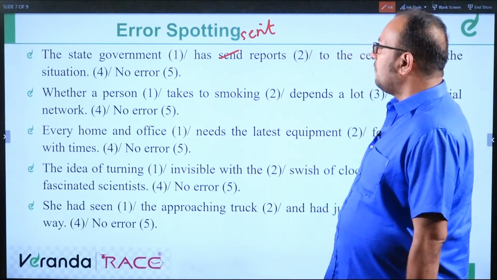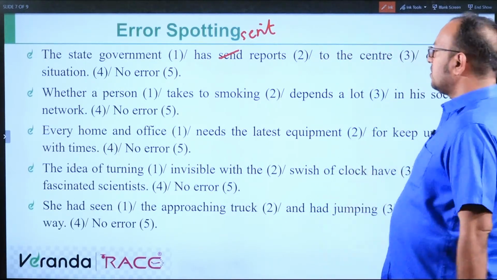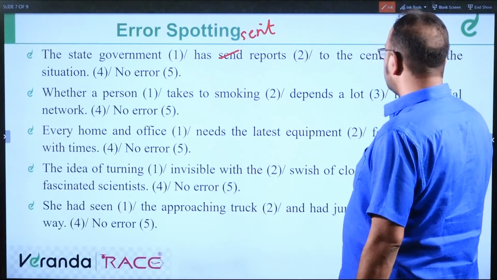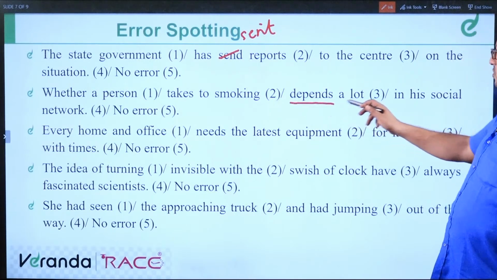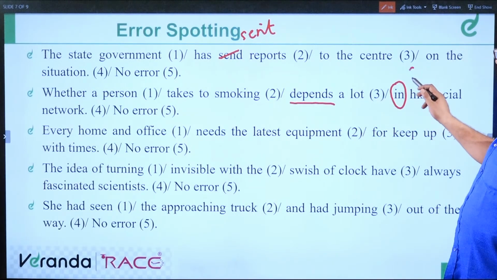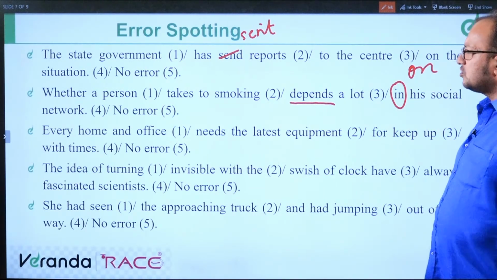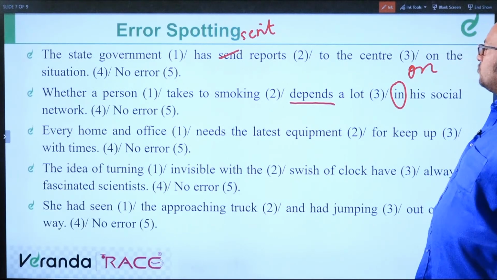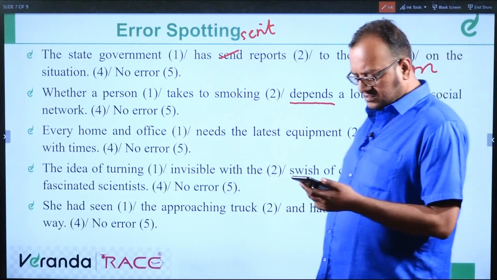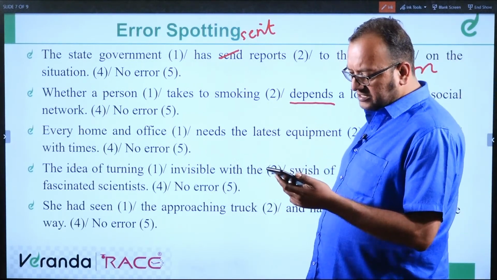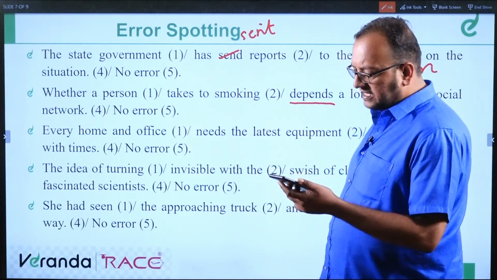Clear? Okay. Whether a person takes to smoking depends a lot in his social network. Depends is followed by on, not by in. So it should be on. The answer should be: whether a person takes to smoking depends a lot on his social network. Sent, correct. Asina Shayu, Darshini Guru, sent, correct.